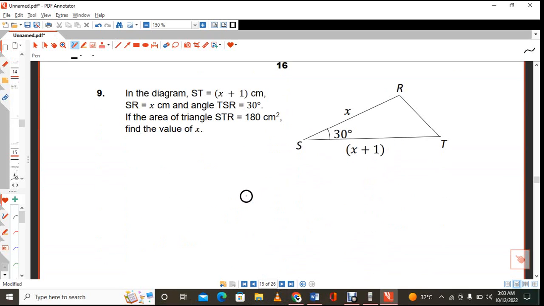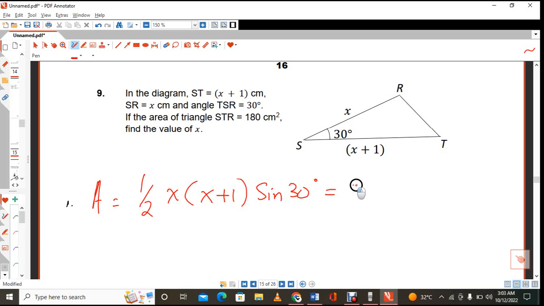Good. Question 9. In the diagram, ST is equal to x plus 1 centimeters, SR is x centimeters, and angle TSR is 30 degrees. The area of the triangle is 180 square centimeters. Find the value of x. Now remember, we are going to use the formula. And let me just change the color here. So the area is going to be given by a half of x times x plus 1 times the sine of 30 degrees. And that should equal 180.